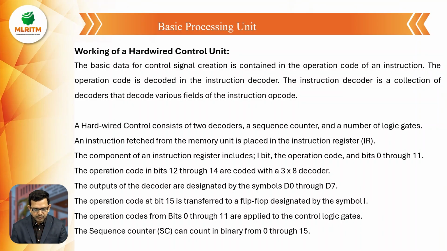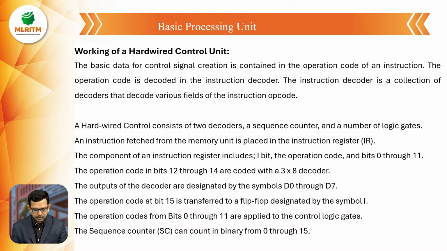Immediately, the outputs of the decoder are designated by the symbols D0 to D7. Suppose I take a 3 by 8 decoder: the output will be from D0 to D7, meaning 8 bits. We give 3 inputs, and the symbols designated D0 to D7 are considered the control signals.